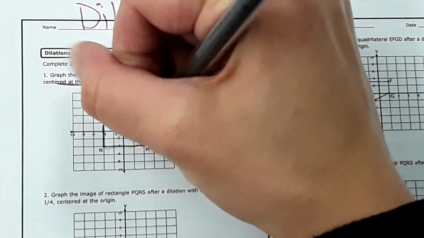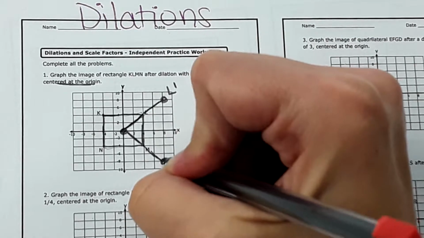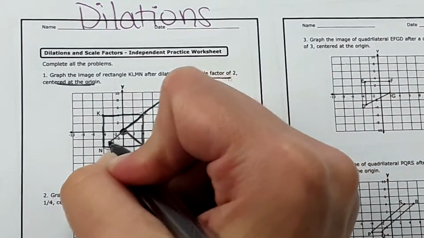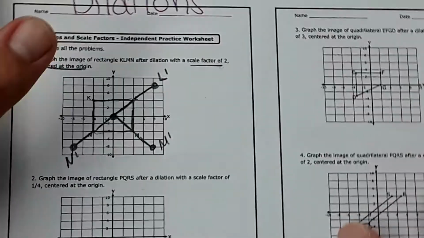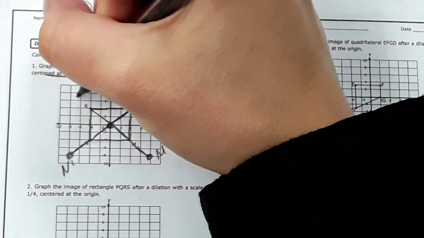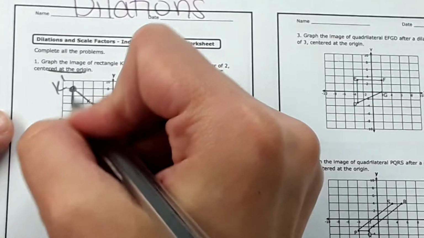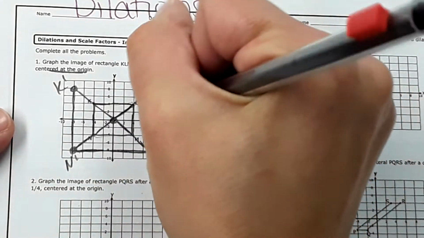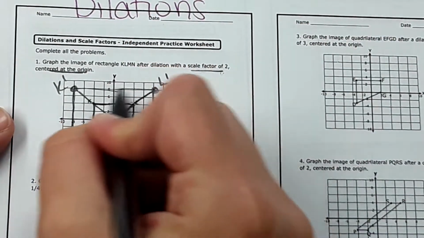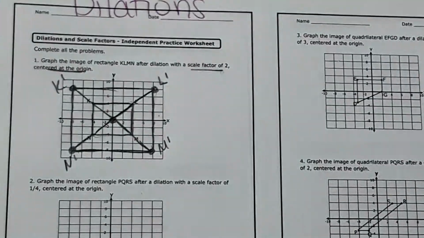And we're going to do that for each one of the points. So if we double the length from the origin to M, we will get M prime. Double this length to get N prime. And so our dilated image is right here. And this image is similar to the original, meaning everything is proportional. So all the side lengths, this side length would be twice as long as this side length.